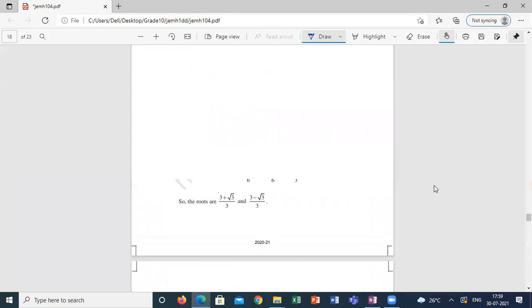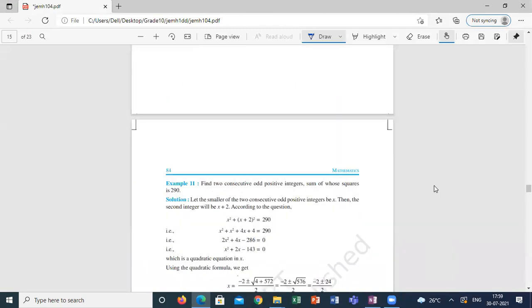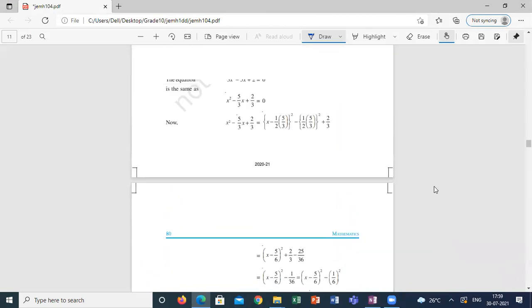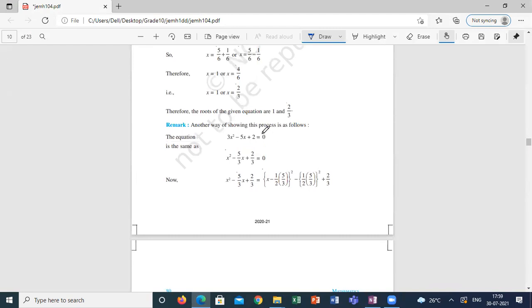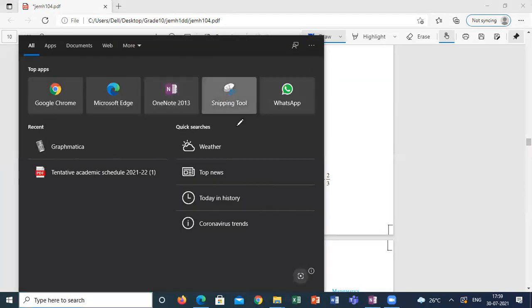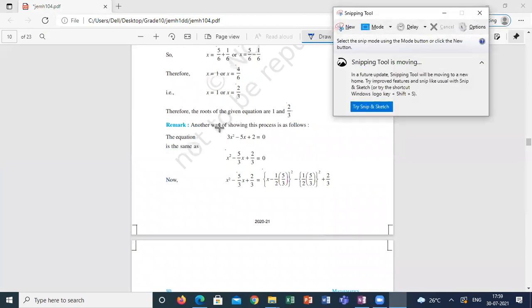Completing the square method is generally another way of solving this one. Whenever you are unable to factorize, the completing the square method will be useful. It will be useful for any case.